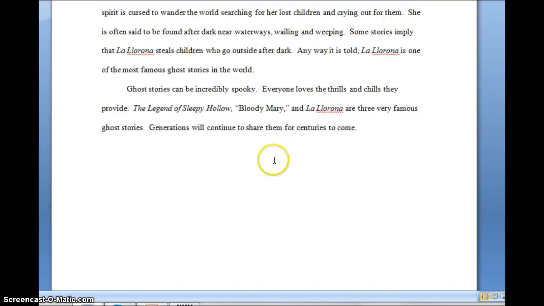Then we have our conclusion, where we have ghost stories can be incredibly spooky. Everyone loves the thrills and chills they provide. The Legend of Sleepy Hollow, Bloody Mary, and La Llorona are 3 famous ghost stories. Generations will continue to share them for centuries to come. So this right here is the thesis restatement. It's only 1 sentence, but it's been reworded. It is not identical to the one that was in the introduction. Then we have our closing sentence, where it's just making a prediction about the topic. We predict that generations will continue to enjoy these famous ghost stories.